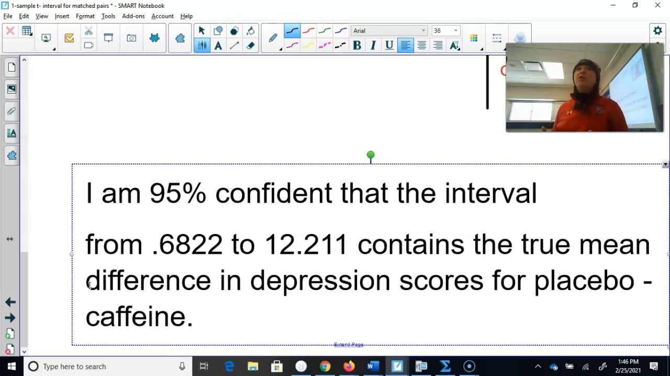A follow-up question could be, so based on the interval, is there evidence that there is a difference? And then you can say, well, yes, there is evidence that there's a difference. Why? Because if there was no difference, 0 would be in this interval somewhere, but 0 is not contained in my 95% confidence interval. And so, yes, we do have evidence that there is a difference in the true mean depression scores. Excuse me for stumbling over my words.